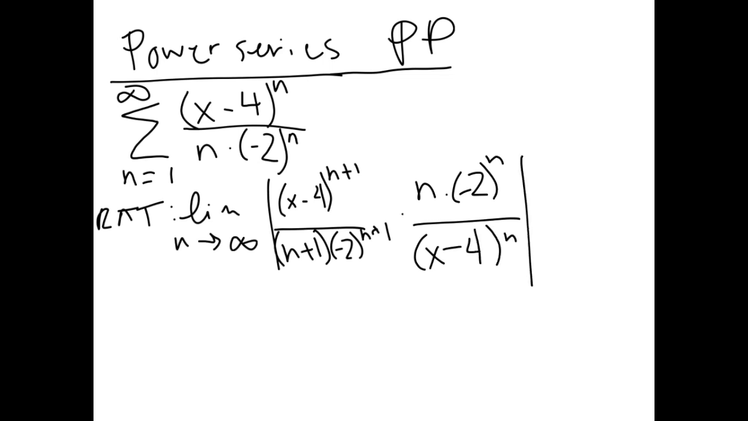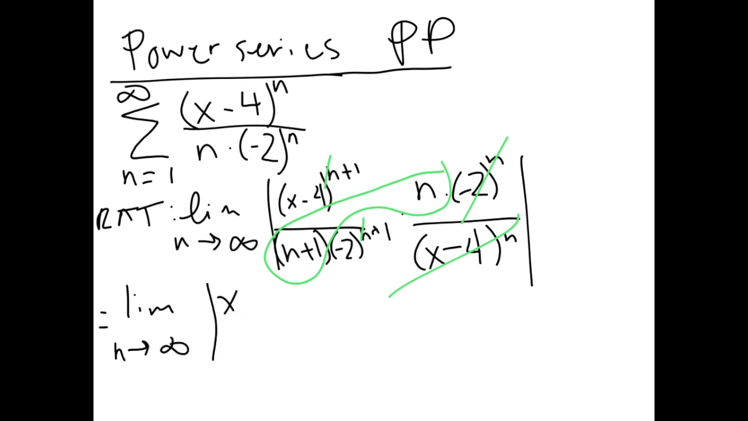All right, absolute values, let's start canceling things. So this part is canceled. We're going to group these guys. This whole thing is canceled. So this turns into the limit as n goes to infinity of (x minus 4) over negative 2 times n over n plus 1. Now, n over n plus 1 as n goes to infinity is going to go to 1, so we can ignore that. I now have the absolute value of x minus 4 over 2, and I want that less than or equal to 1.